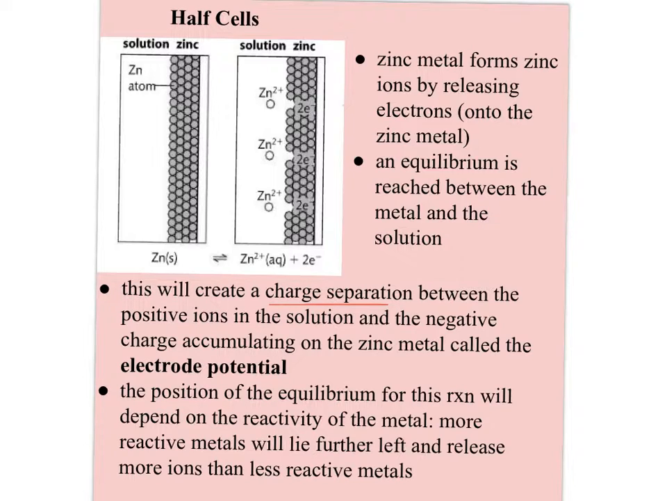And the position of this equilibrium for the reaction is going to depend on the reactivity of the metal. The more reactive the metal, the more ions that are going to be released, and that will mean the equilibrium will lie further left. Now think about that a minute, because remember we're right in the equation, zinc 2 plus gains 2 electrons to form zinc metal. So if it's a more reactive metal, and zinc is more reactive than copper, we're going to have more of the zinc ion, and we're going to have the position lying further left. So it means it releases more ions, and there's less metal left behind.